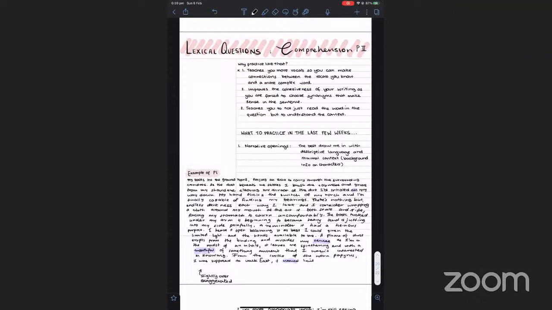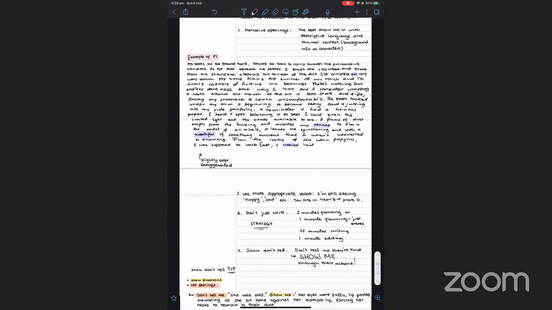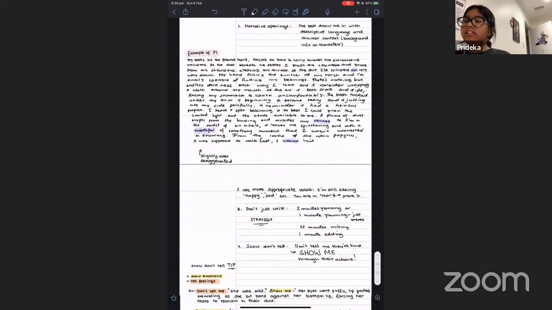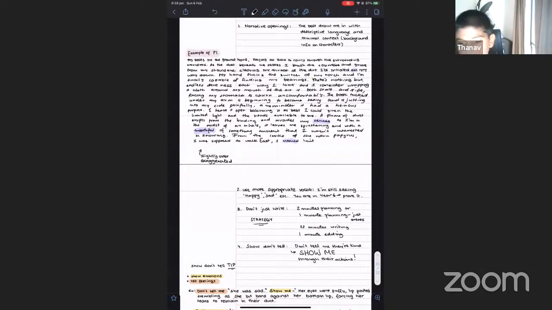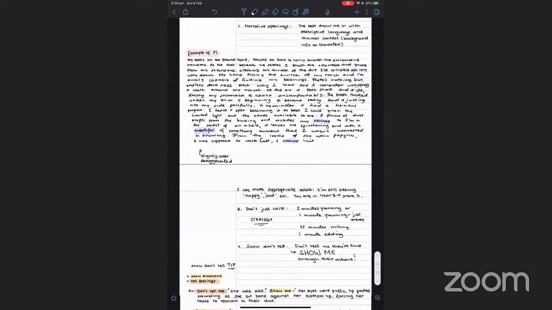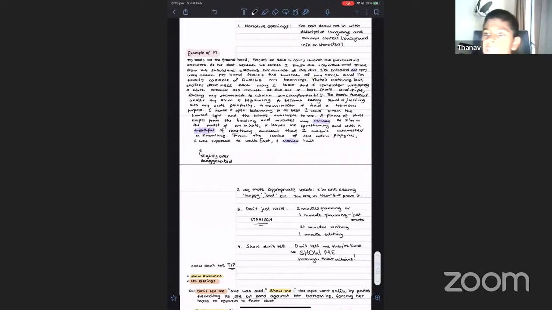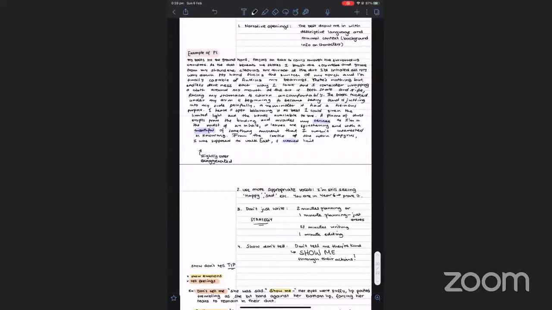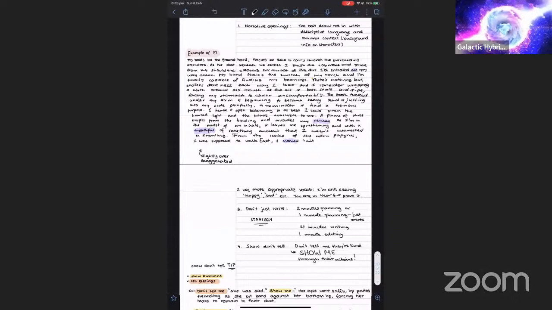Maria, you're glitching. You're frozen. You haven't moved a single millimeter. Probably hit Wi-Fi. Wait, Maria's not in here anymore. It's someone else as the host, someone called Gayatri. Gayatri is the host now.